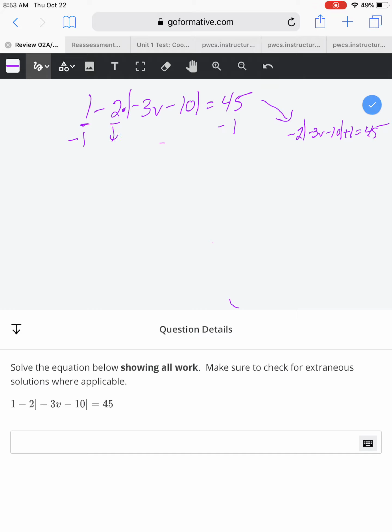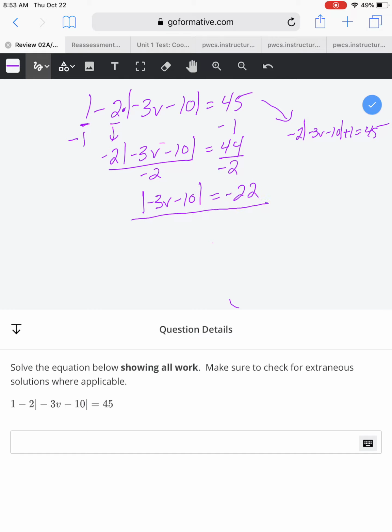So I bring down, now just be careful with this, I'm going to bring down my negative 2. So this is negative 3v minus 10 is equal to 44. I divide by negative 2, I divide by negative 2. Now my absolute value, I'm getting it by itself and I have to think about something. This is equal to negative 22.